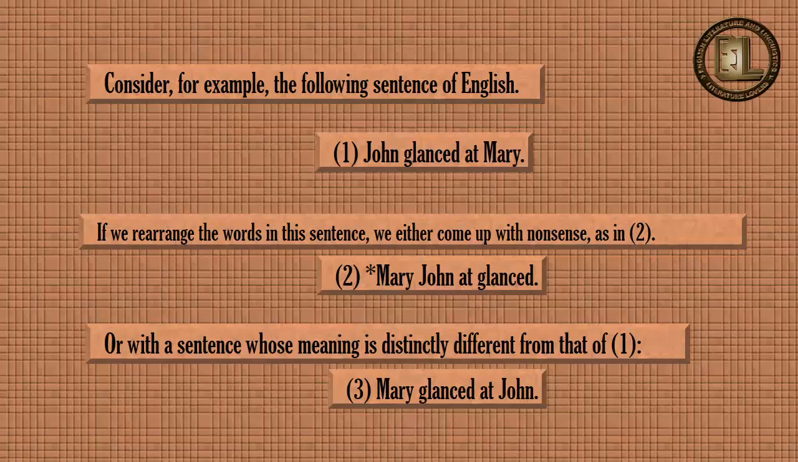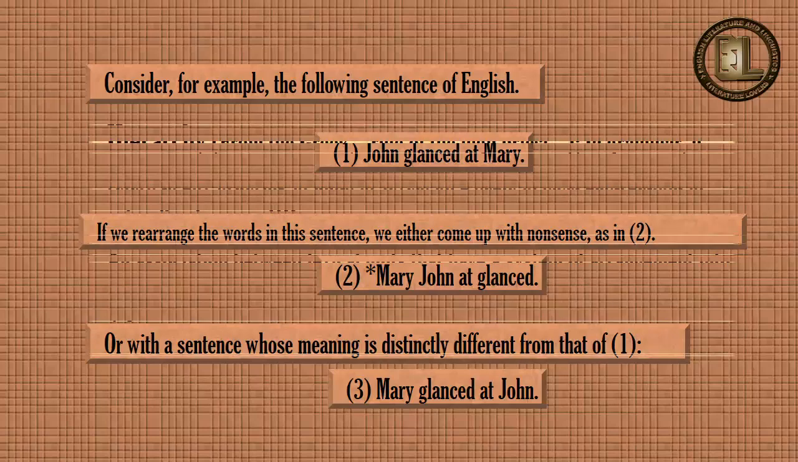Now look at the rearrangement of the same words in sentence 2. Mary John had glanced. Now we get a meaningless sentence because it is not acceptable to the native speaker. And look at the arrangement of the same words in sentence 3. For example, Mary glanced at John. This is acceptable to the native speaker and it is a meaningful sentence. But it has quite a different meaning from sentence 1.